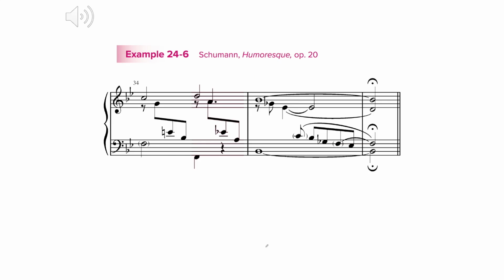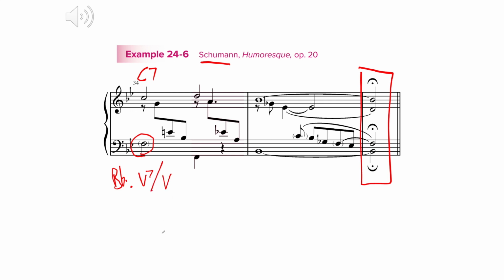Let's take a look at this example. It is taken from a piano piece by Schumann. The piece is in B-flat major. And the first chord is a C dominant 7th on F pedal. If we hear a pedal, then we cannot write the bass position of the chord because the bass is an anchor tone, 5/7 of V.